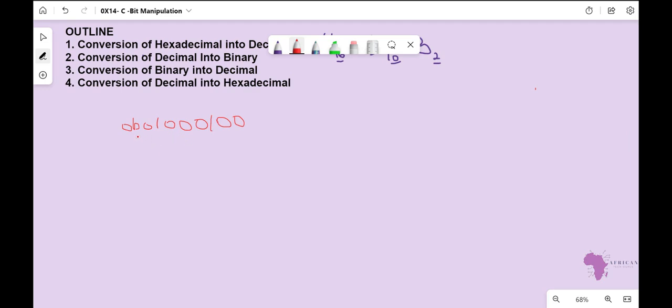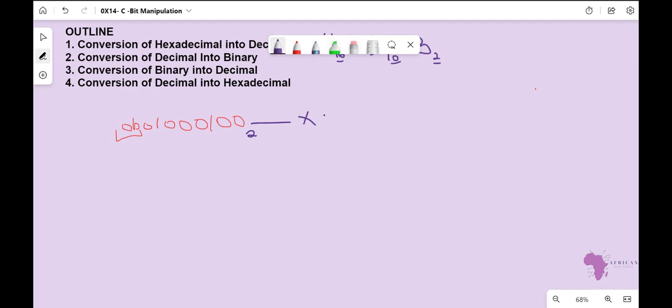Remember, the 0B here shows the binary notation, so we assume this one. We are talking about 0 1 0 0 0 1 0 0. So how can we convert it back to a decimal number? How can that be possible? Let's do it. First of all, remember we are converting this from base 2 into a certain number which you don't know, which is of base 10.